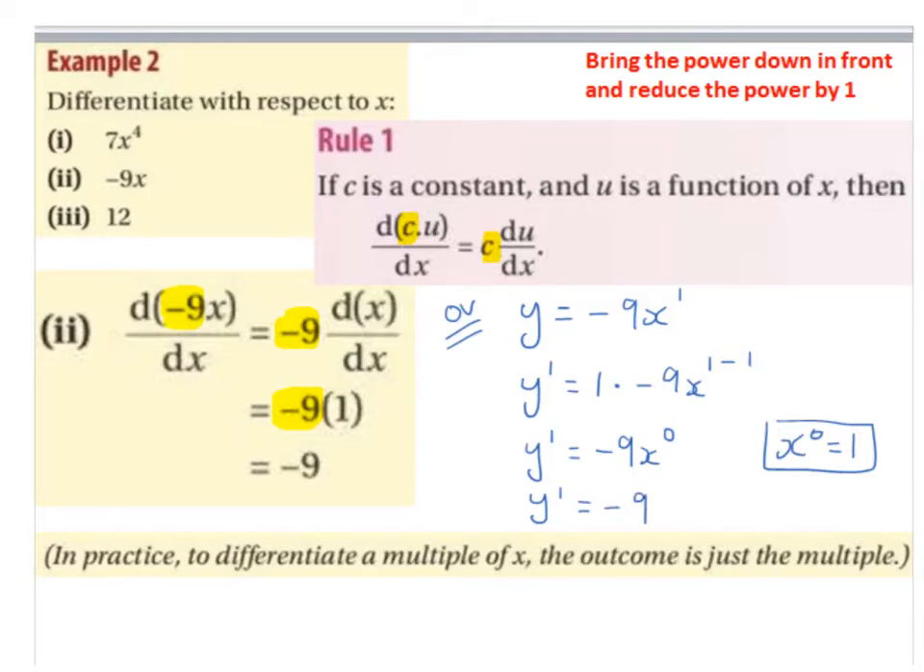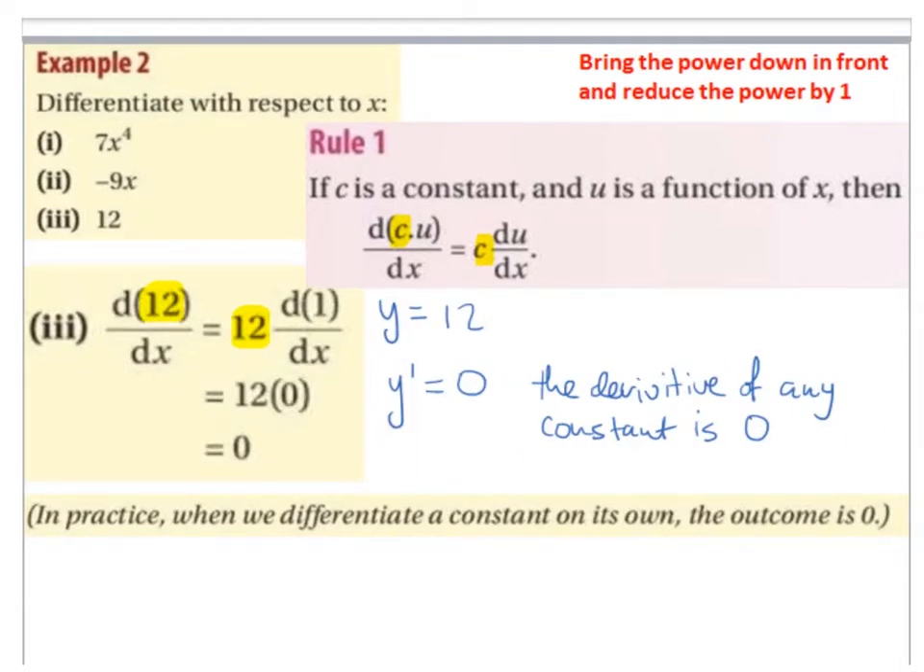In practice, to differentiate a multiple of x, the outcome is just the multiple. So basically, in practice, if you want to differentiate an x on its own, so not squared or cubed or to the power of 4 and so on, all we do is we just get rid of the x. So minus 9x, we could have just got rid of the x and got minus 9.